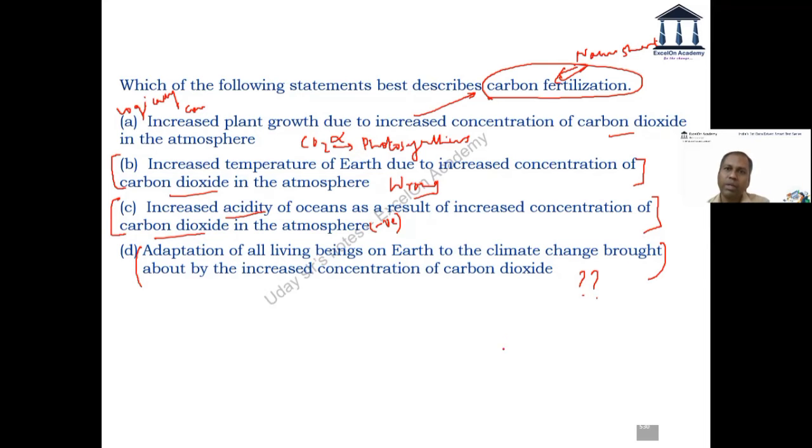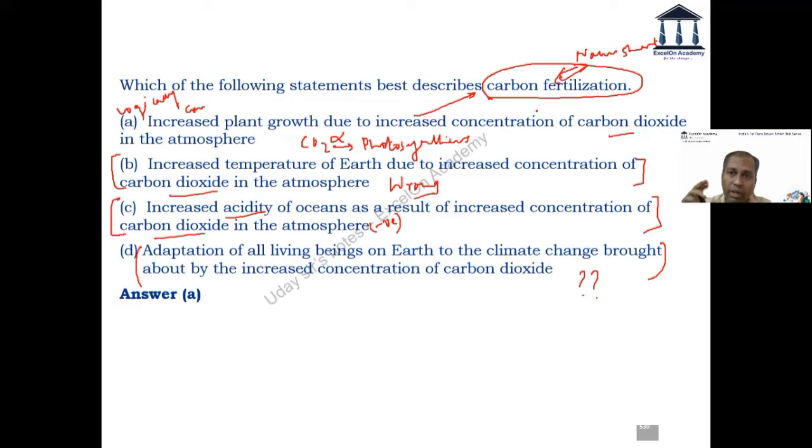Then I go back to the meaning of fertilization. Whenever they say fertilization, it's a positive concept. Perhaps that's the trick in the question. The moment you say carbon fertilization, increase in carbon dioxide, we think it is a negative connotation. Under normal circumstances it is negative. But in this case, because the term fertilization has been used, it is a positive connotation. So the correct answer to this question is option A: increased plant growth due to increased concentration of carbon dioxide in the atmosphere.